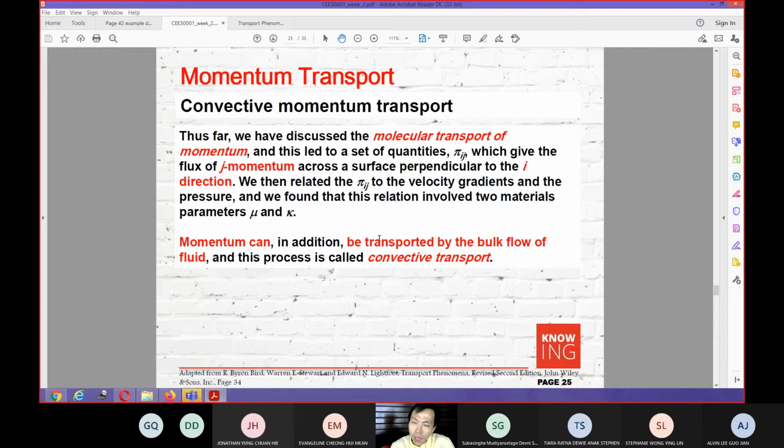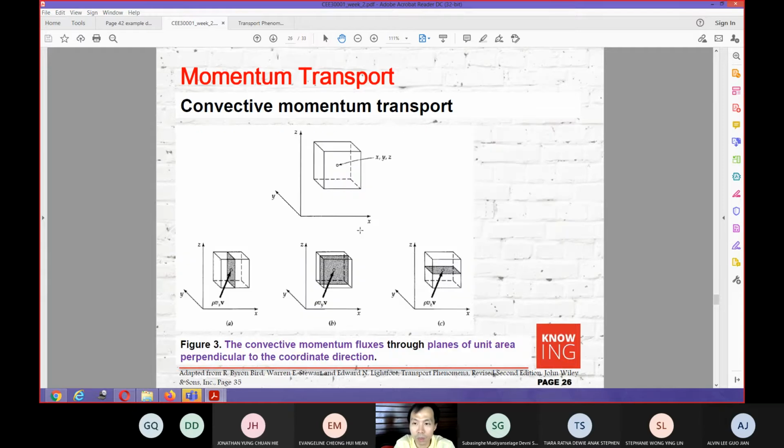Convective momentum transport occurs when there is a bulk flow or movement of fluid. So if you have a density-associated movement, or there is a clear movement of one bulk fluid or body from one position to the other, like when you pump your fluid, then you have a convective transport. Here we have the same diagram that we used for the molecular momentum transport, except this time we are dealing with the bulk flow of the fluid.